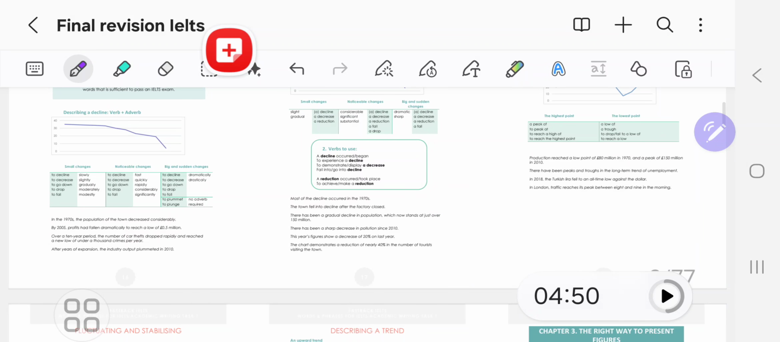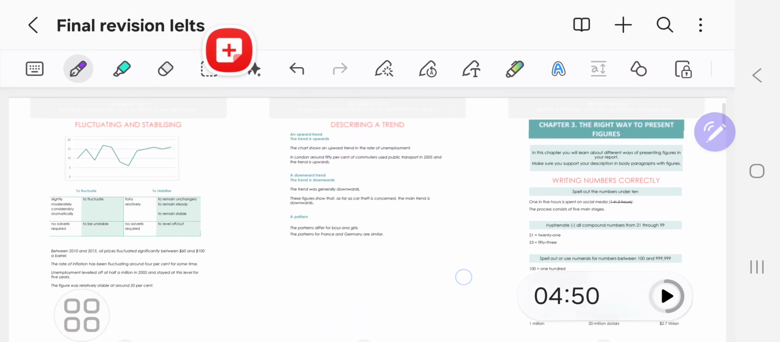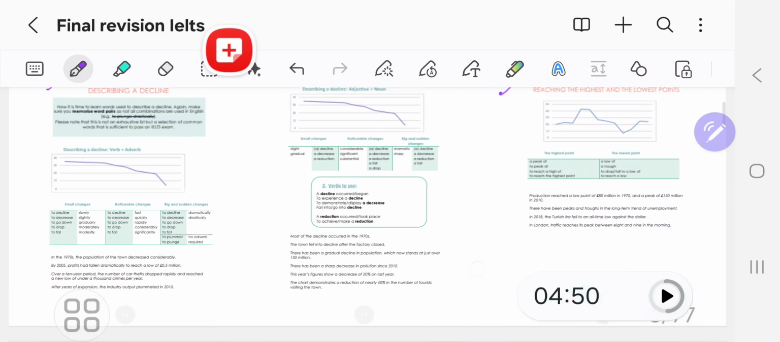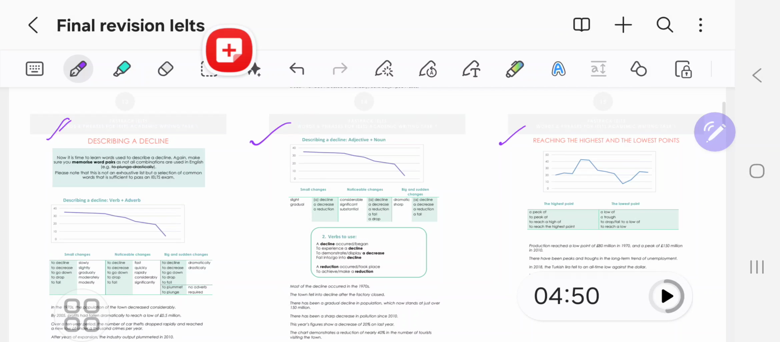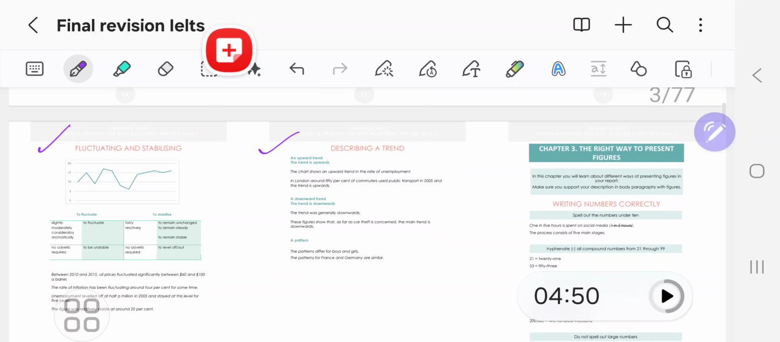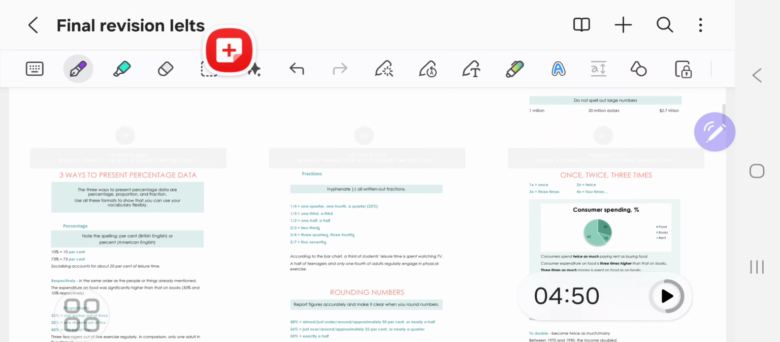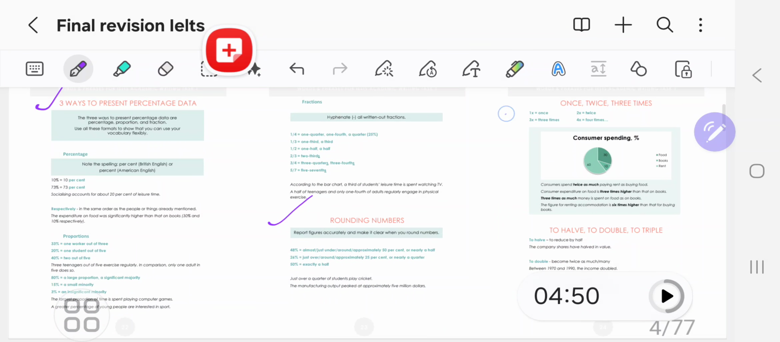Okay, and there are some words which we can use for that, so that's what we're going to discuss. Describing the fluctuation, stabilizing, trend. These are very common, and mostly these will come in your IELTS task 1. And then how to write the figures. Okay, writing figures is very important, because if you don't do it, you will not get the band. And rounding numbers, once, twice, thrice.